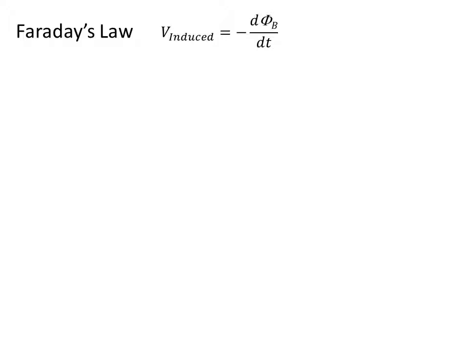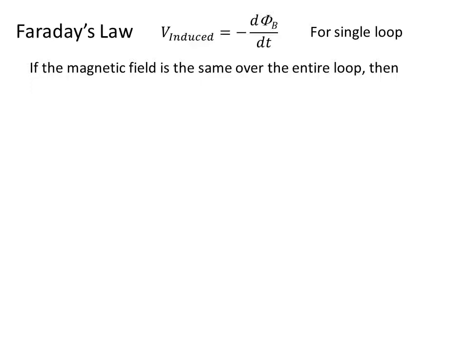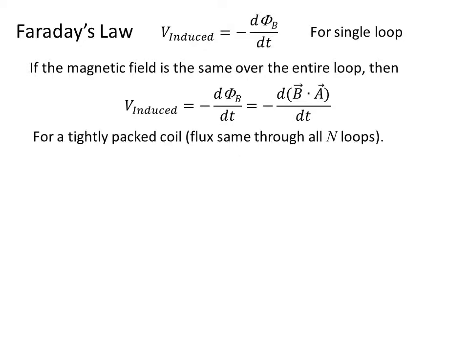Faraday's law uses this. It says that the V induced is equal to minus the time rate of change of this flux. So the flux has to be changing with time for voltage, and it also depends on how much B and how much A overlap. This is for a single loop. If the magnetic field is the same over the entire loop, then V induced is equal to minus dΦ_B/dt, and it's equal to minus d(B·A)/dt, because B is the same over the whole area.